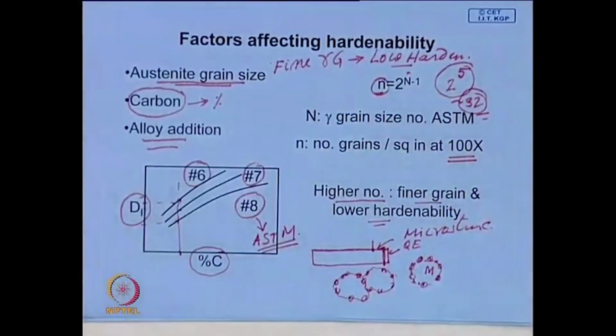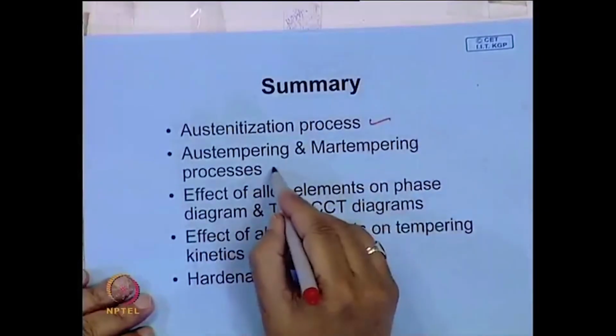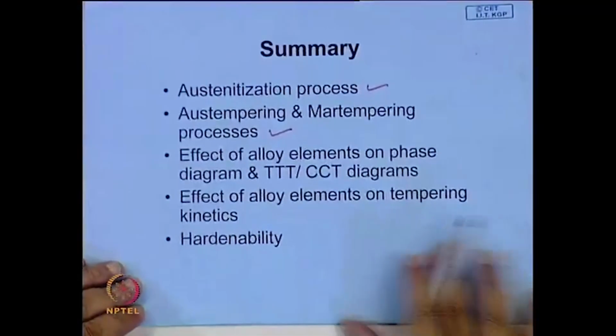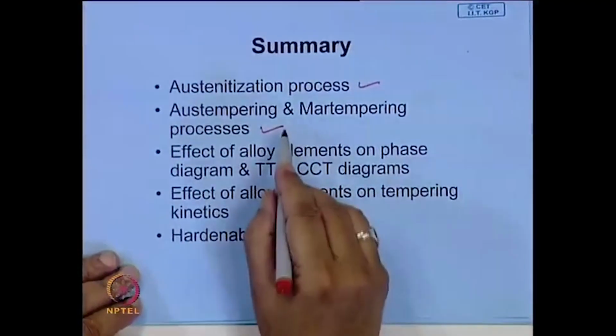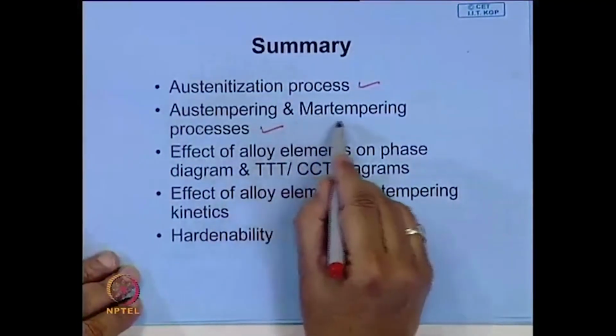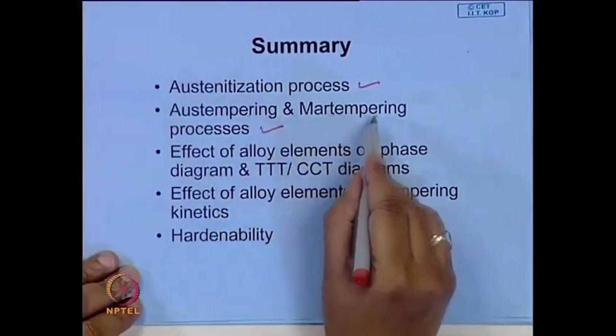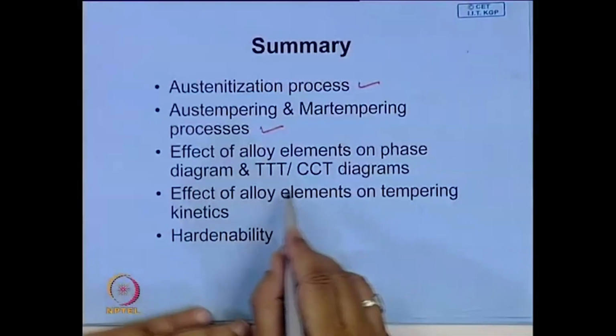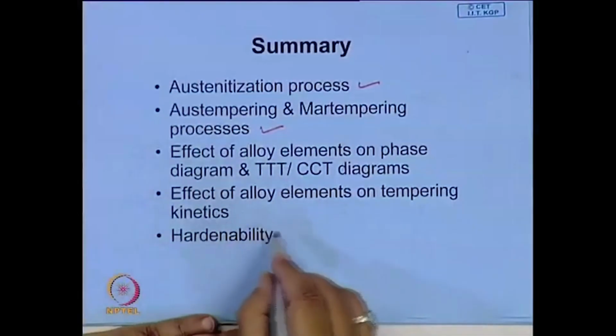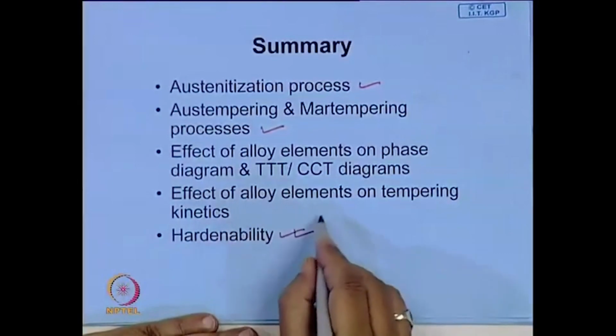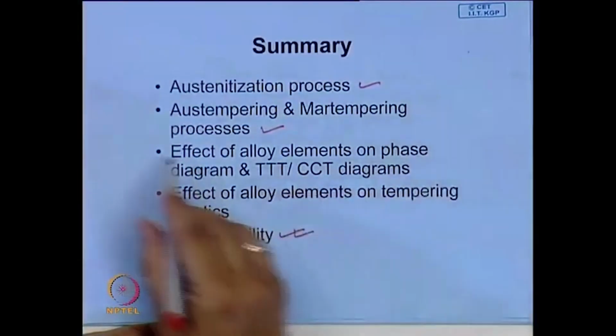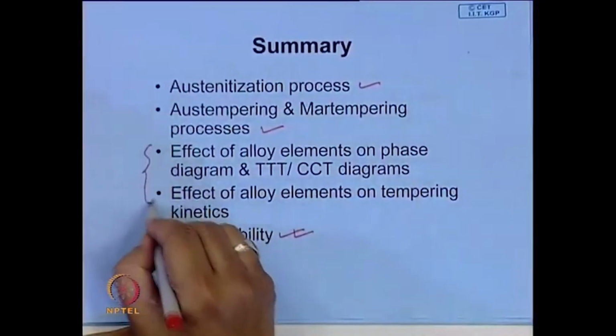but we always prefer fine austenite grain. So, just to sum up, what we have covered today is the austenization process. We looked at two important isothermal heat treatment procedures, austempering and martempering. We have looked at hardenability in a little detail. I think what we missed, maybe we will consider in the next class. Thank you very much.